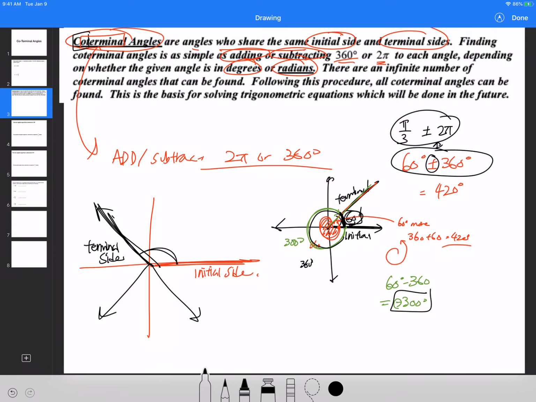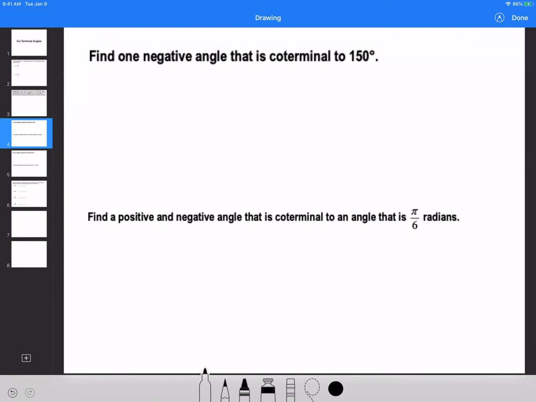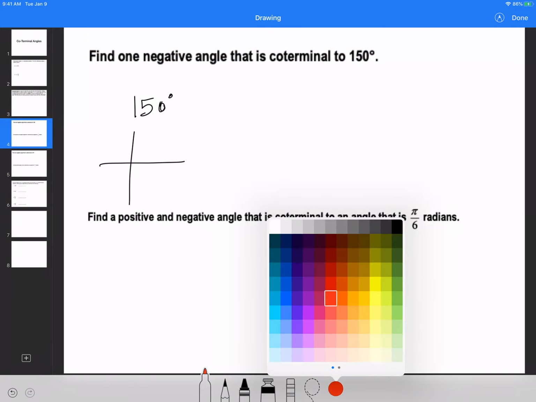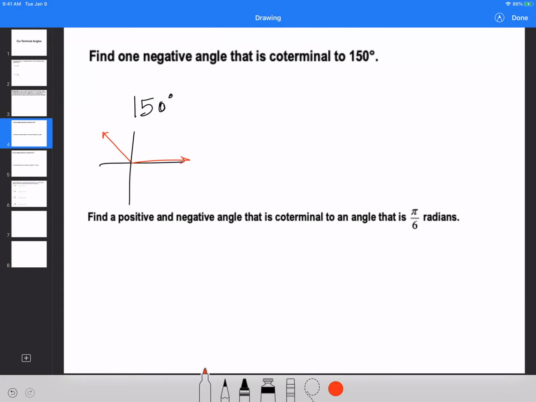Okay, so now that you know that, let's try some problems. It says to find one negative angle that is coterminal to 150. Well, I know that 150 degrees has a terminal side somewhere in the second quadrant. Now, do you have to do all this stuff? Well, you don't, but I would love for you to. I'm going to ask you to show me the drawing, and if I ever ask you to, you need to label where the terminal side is and where the initial side is.